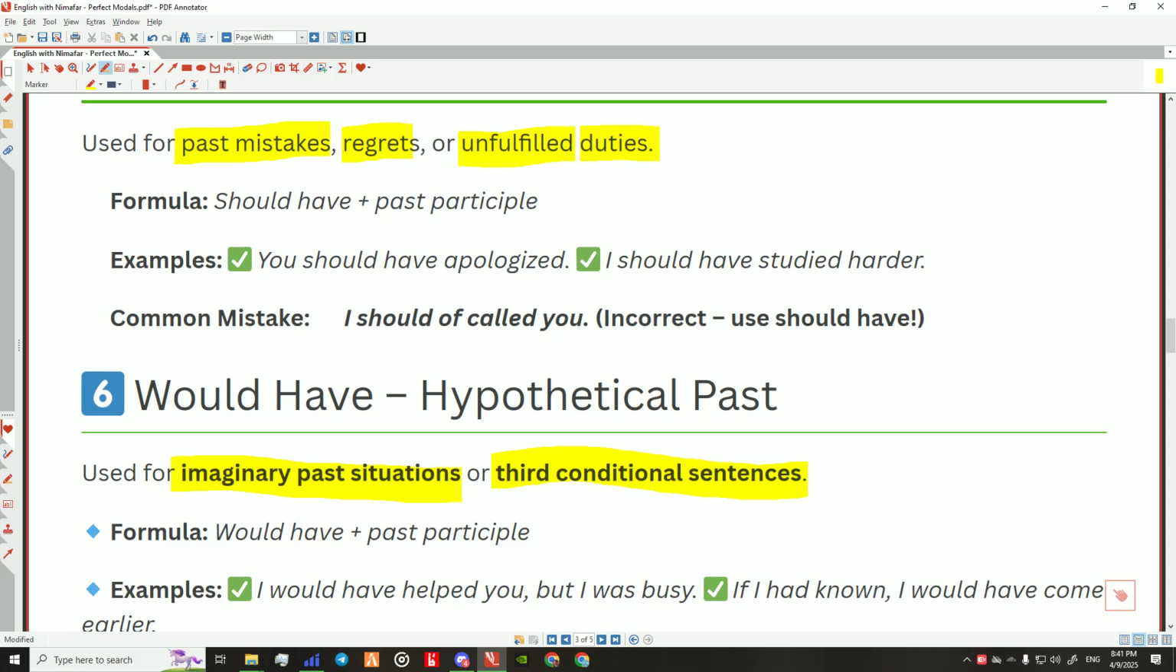There's always a second part. I would have done this. I would have helped you. I would have come. I would have studied, but it is something like excuses. Some excuses, like what I wanted to do in the past, but something happened. I would have helped you, but the reason I didn't help you is that I was busy.